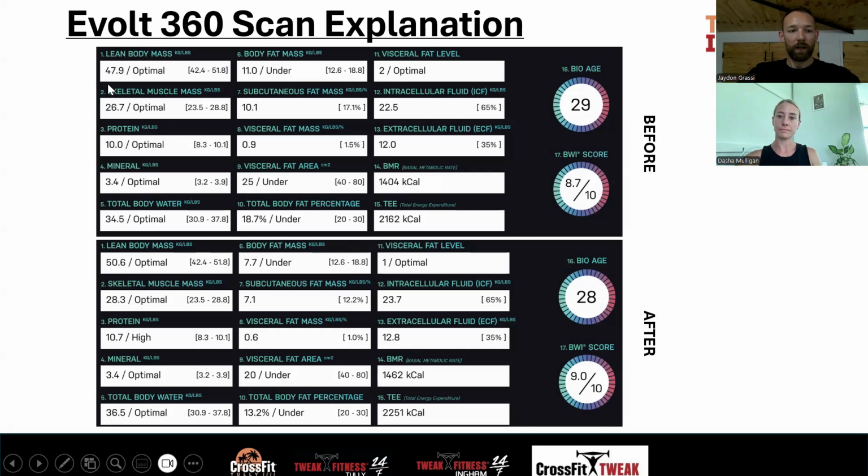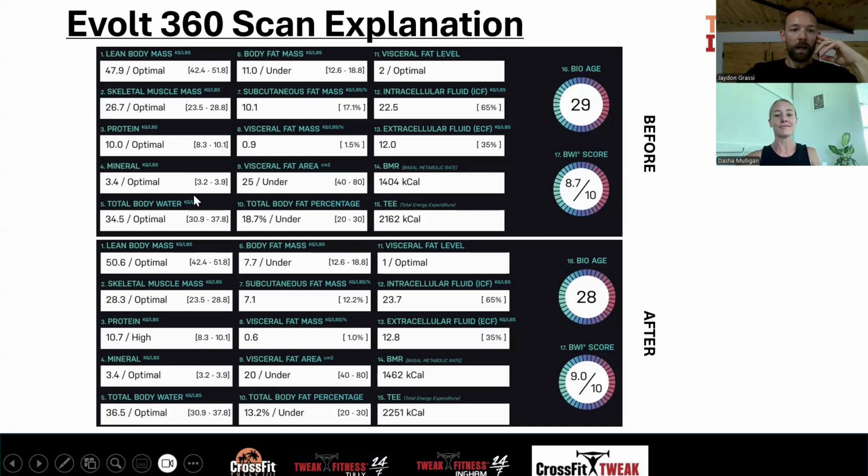My thought process was always, from this first column in our scans, I wanted to see people optimal or high. That was always my approach. Exactly. That's a good thing. Like having a lot of muscle and having strong bones and lots of protein is a good thing.